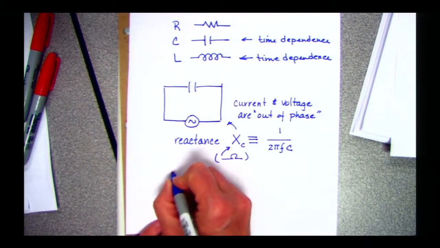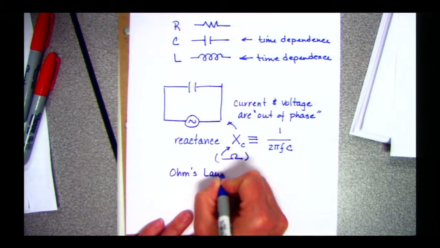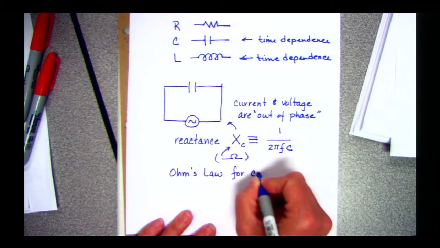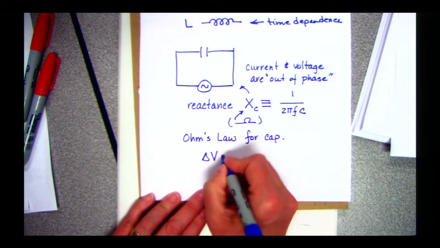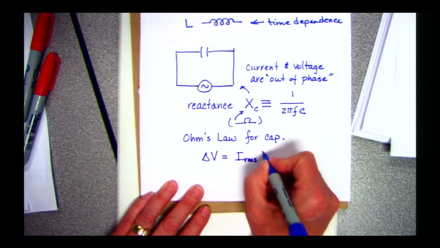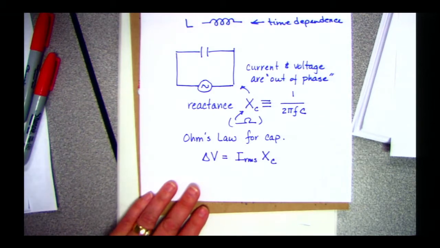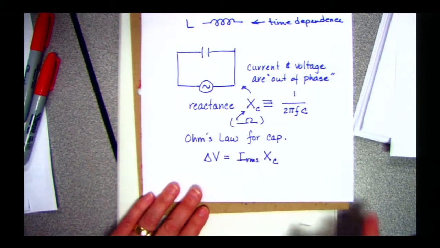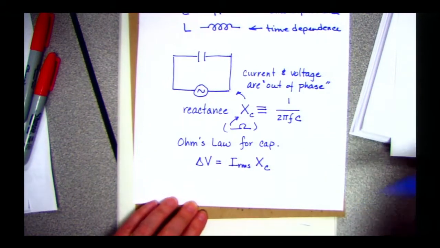It's an empirical way to do it. So we can rewrite Ohm's law for capacitors, and we'll get the change in voltage is equal to the RMS current times the reactance associated with my capacitor. And then the problems are going to work pretty much the same way. So we're going to calculate the reactance of, so I'm going to start here.